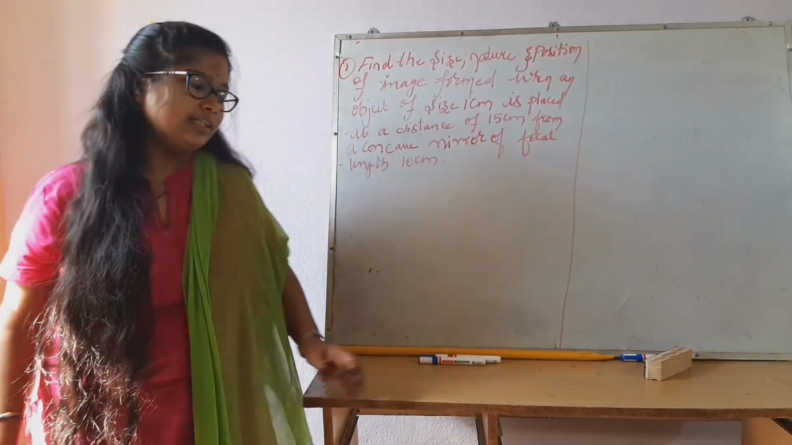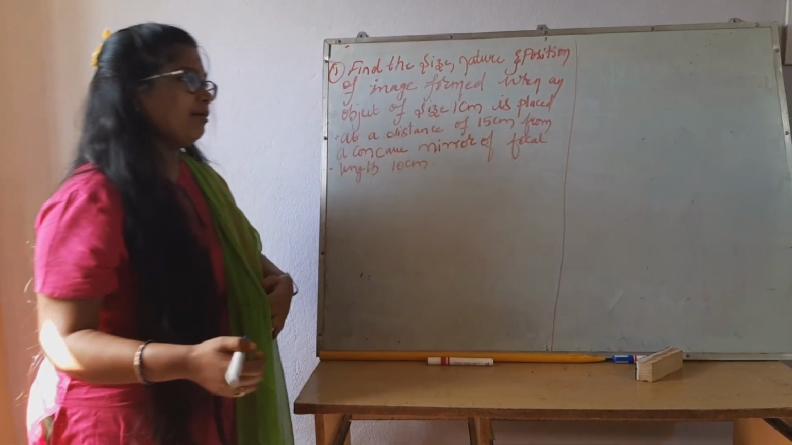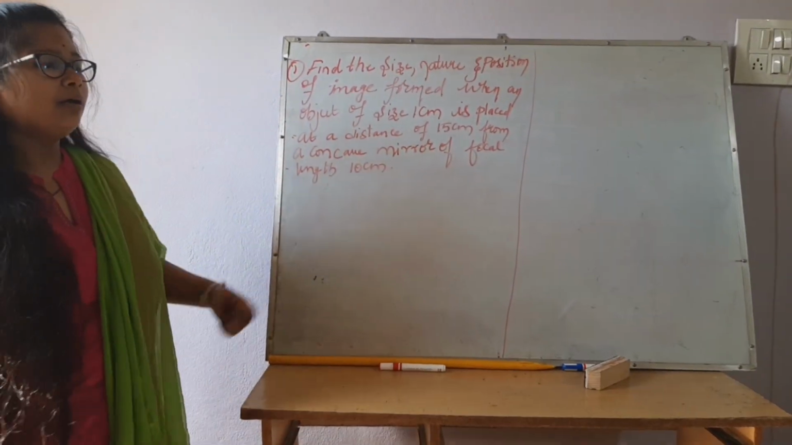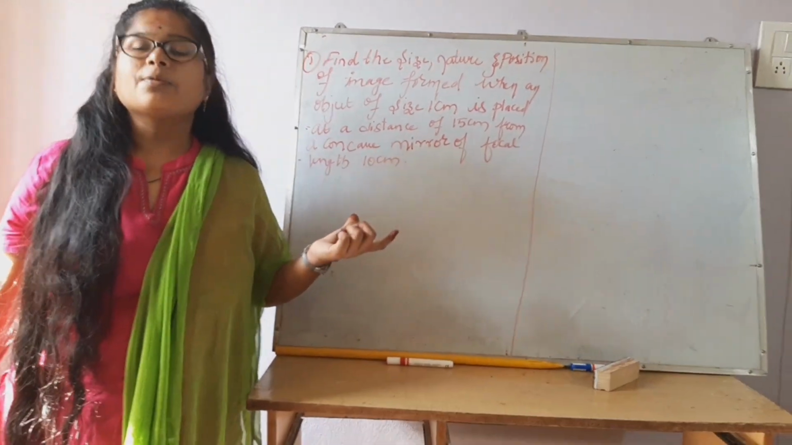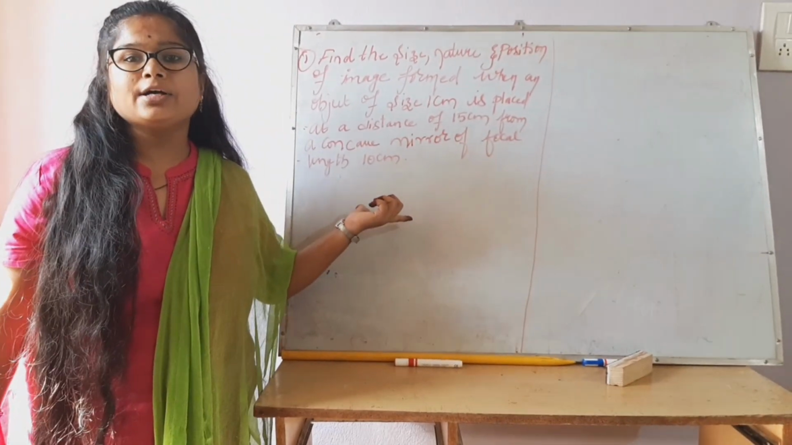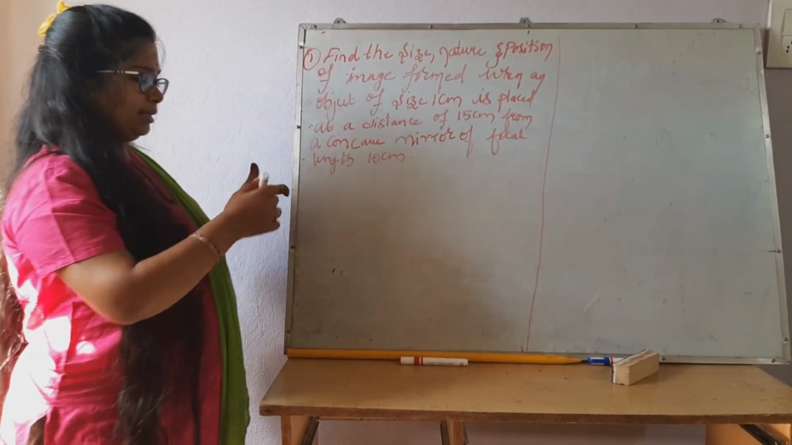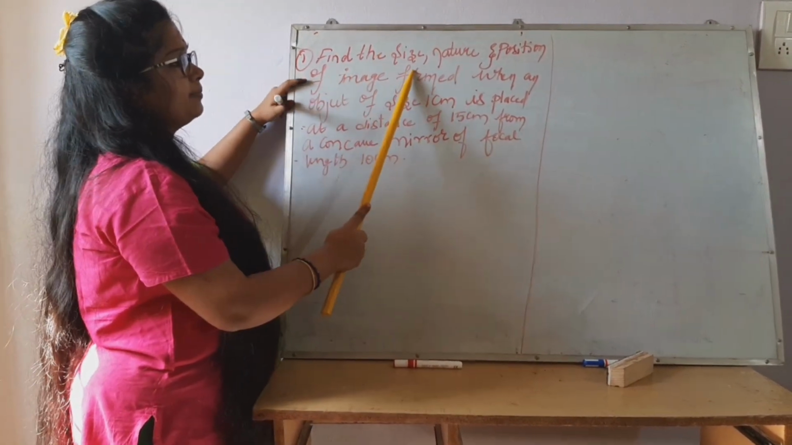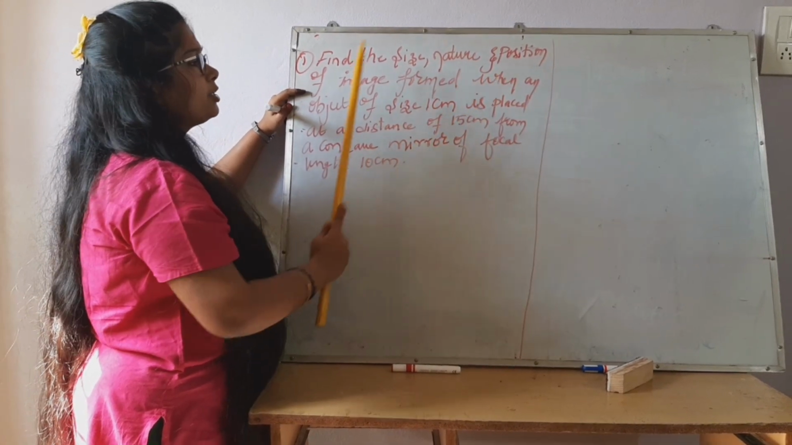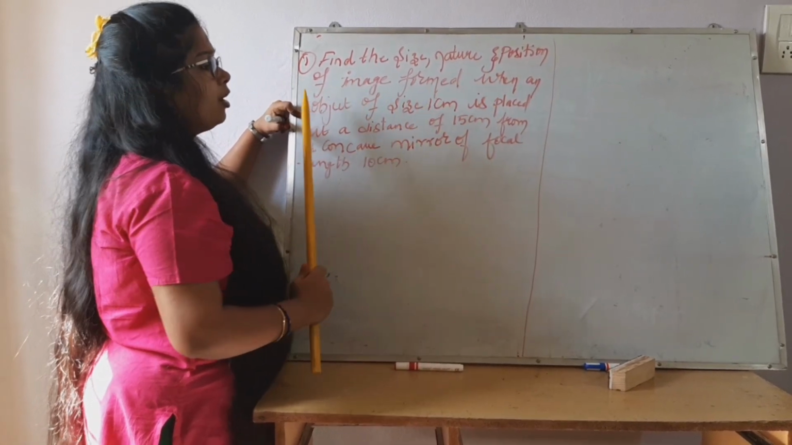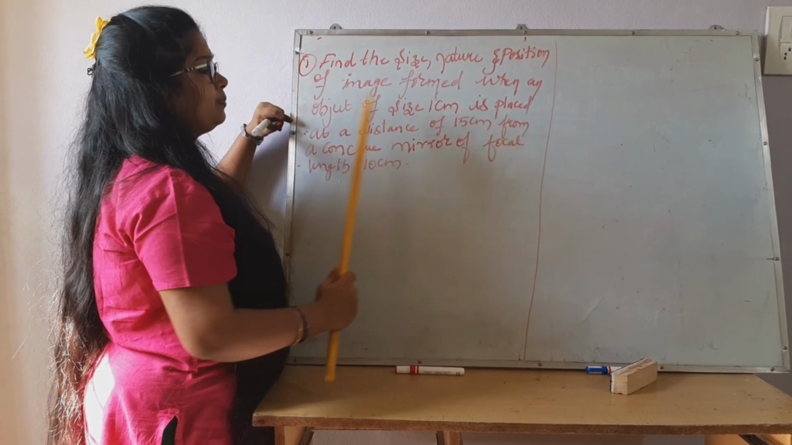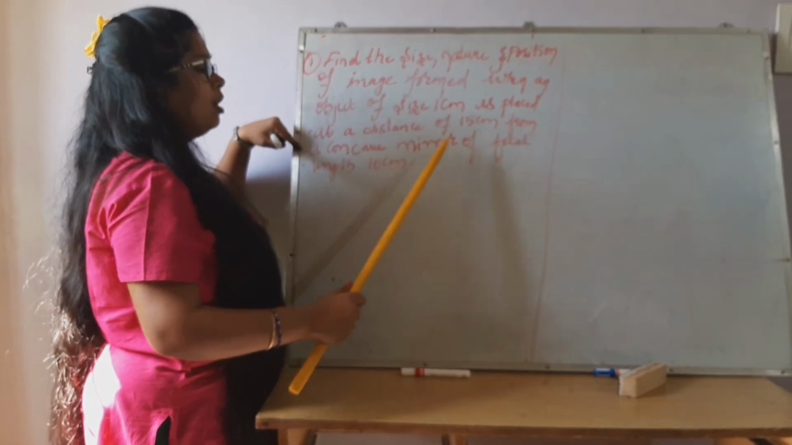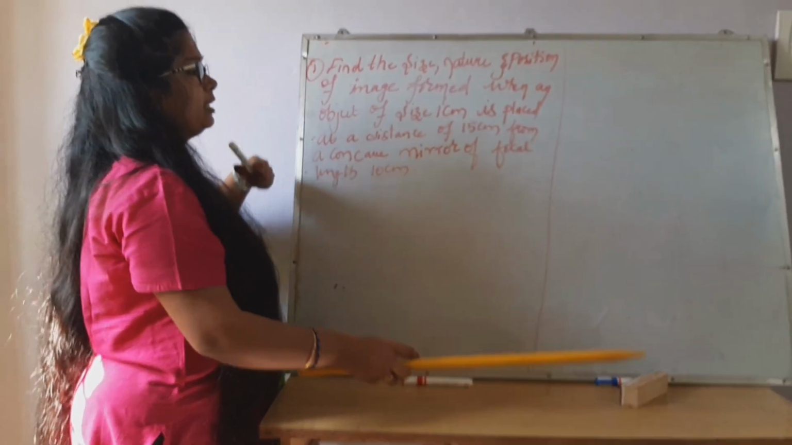As we have discussed earlier about the mirror formula and magnification formula, let us solve some problems regarding that. So this is one of the problems. They are asking us to find the size, nature and position of the image formed when an object of size 1 centimeter is placed at a distance of 15 centimeters from a concave mirror of focal length 10 centimeters.